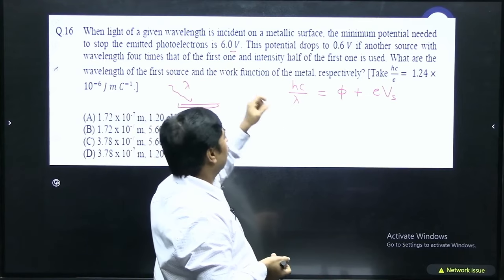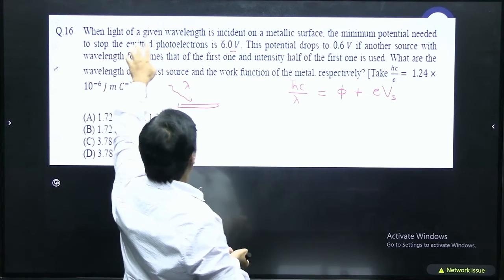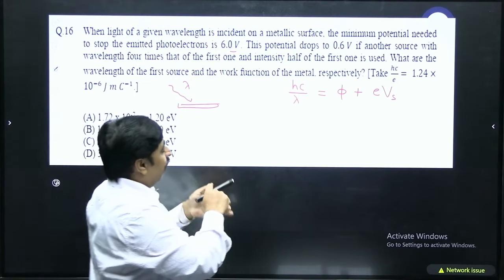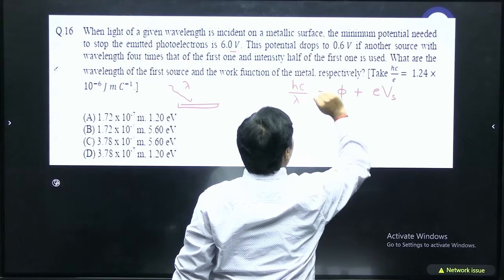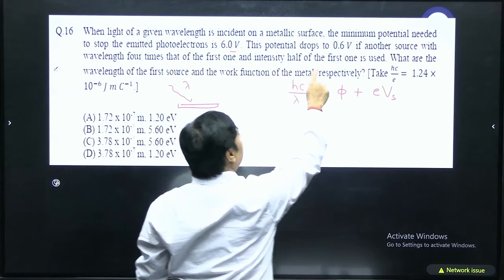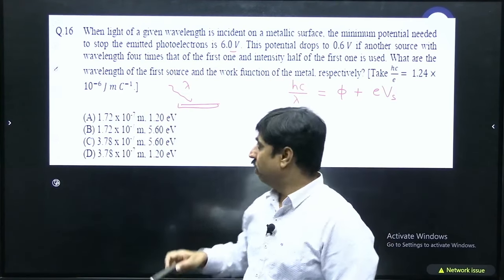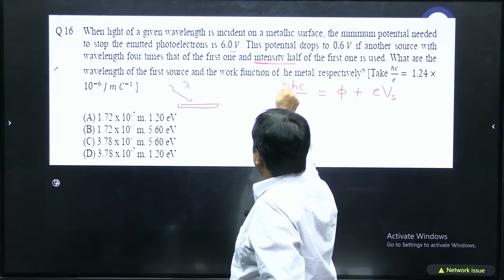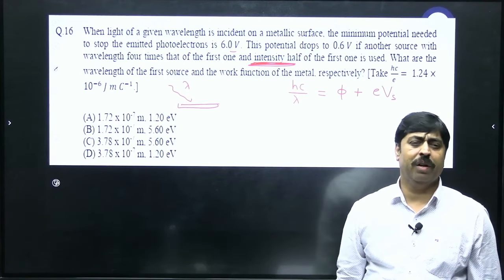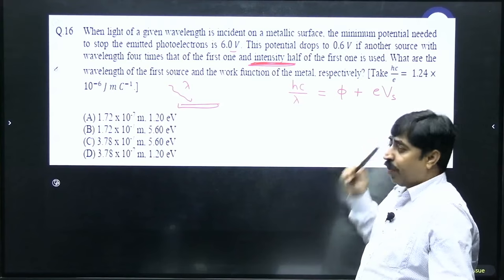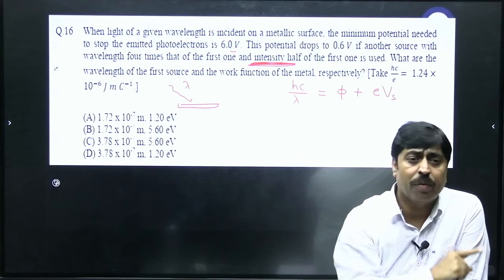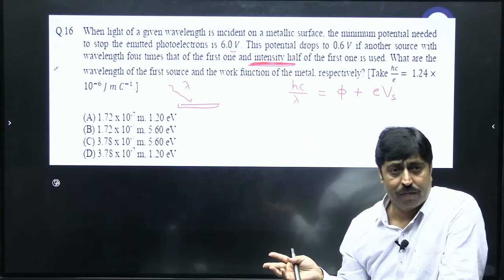The question says that this potential difference is 6 volt when a light of certain wavelength is incident on a metallic surface. And the stopping potential difference drops to 0.6 volt if another source with wavelength 4 times that of the first one and intensity half of the first one is used. Now, intensity, this word has been deliberately put here to confuse. There is no role of intensity. The stopping potential difference or the kinetic energy of the emitted electron depends only on the wavelength of the incident light. It has got nothing to do with intensity, right.